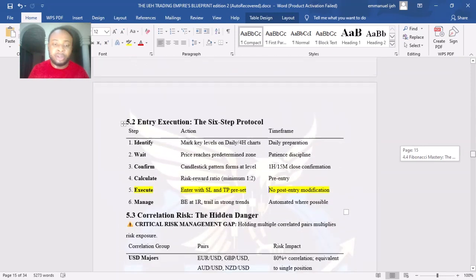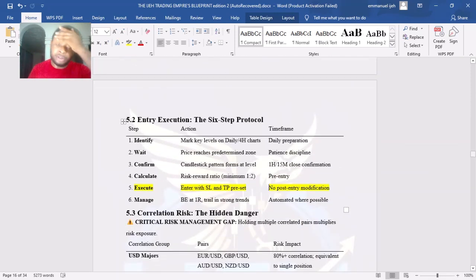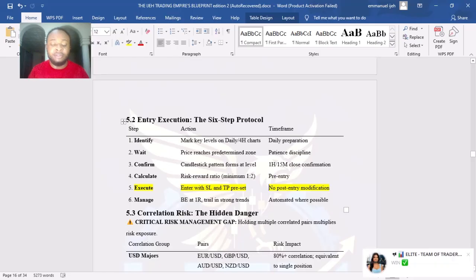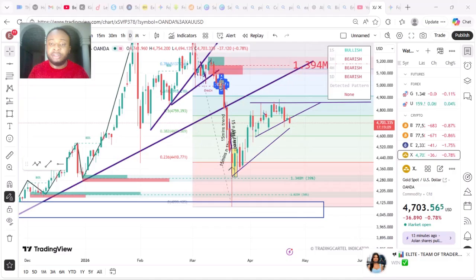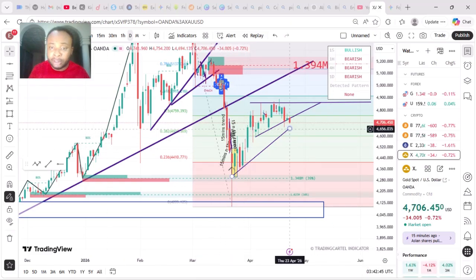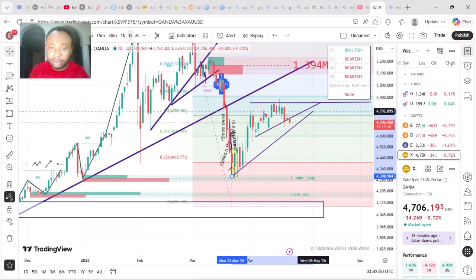So the next one we're talking about is the ensuing execution. Now we know the factors. Now this is what you need to do. Number one step: identifying macro levels on the daily. All levels is simple here. Let me use another. I don't want to scatter all this, but let me draw here. Let me draw here like this.